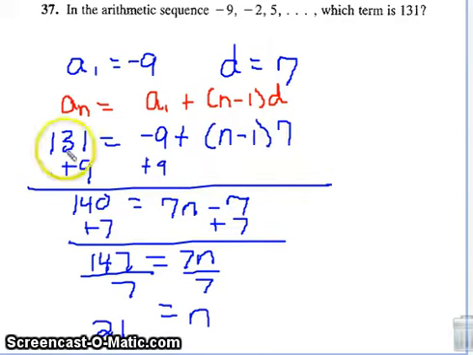And then this is just algebra. It's however you want to solve for n. I subtracted 9 first, and then I distributed the 7, added 7, and then solved for n. Does that make sense? Okay, so you plug that in as you solve for the 131st term. Yeah, it says which term is 131, not what is the 131st term.